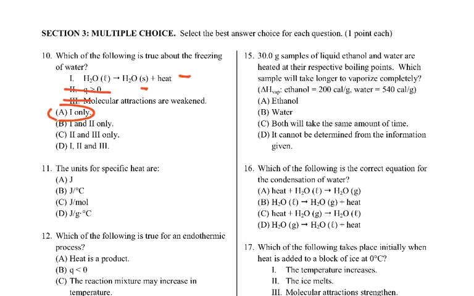Okay, units for specific heat. So that's like the 4.18, and those are joules per gram degree, joules per gram degree, so we're looking at answer D right down there.